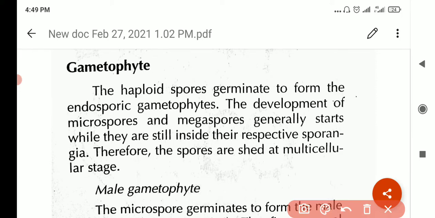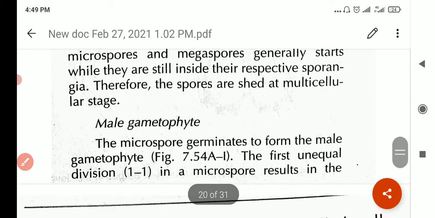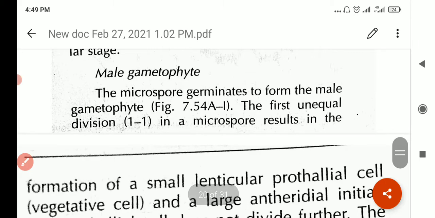The development of the microspore and megaspore starts while they are still inside their respective sporangia. Therefore, the spores are shed at the multicellular stage. Let's look at the male gametophyte. I think you have guessed: from the small spore, the microspore, we will get the male gametophyte, and from the big one, the megaspore, we will get the female gametophyte.